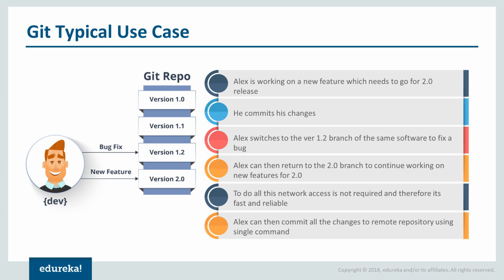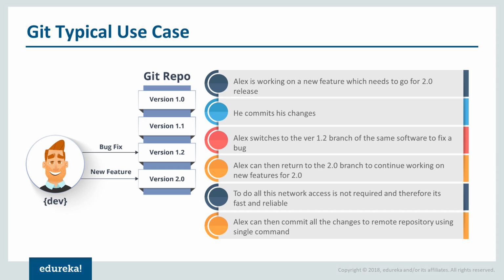Now here are some typical use cases of Git. For example, we have a developer Alex who is working on a new feature which needs to go for the 2.0 release. He commits his changes and then Alex switches to the branch version 1.2 of the same software to do a bug fix. Once that is done, Alex can then return to the 2.0 branch to continue working on the new feature. To do all this, network access is not required. Why? Because we already have a local repository that includes all the metadata and everything.